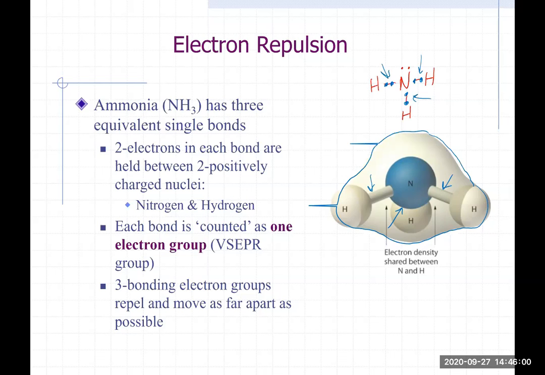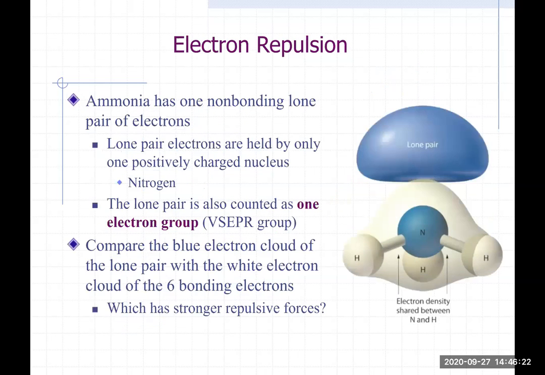So those 3 bonds containing 2 electrons each are going to repel one another very strongly, and they're going to move apart as far as they possibly can. And when they move apart as far as they possibly can, there's going to be some angle or degree that's associated with that movement. If we continue to evaluate the Lewis structure of ammonia, and again, I'm going to quickly draw the Lewis structure here.